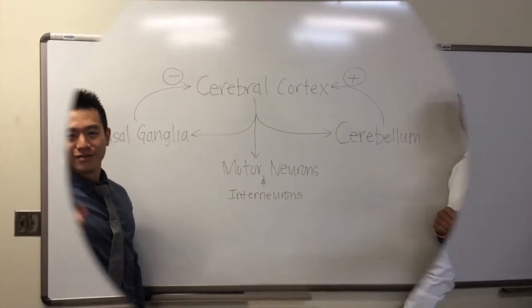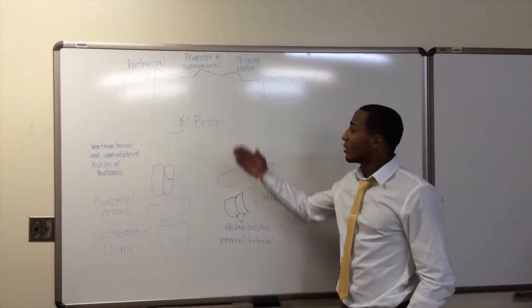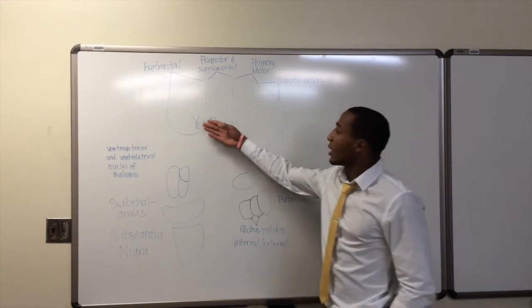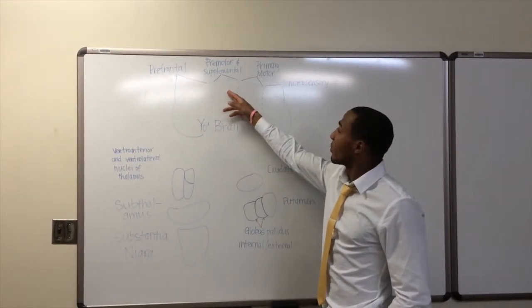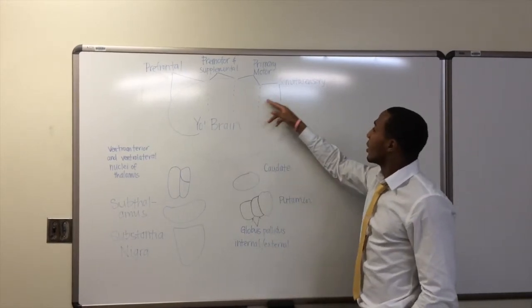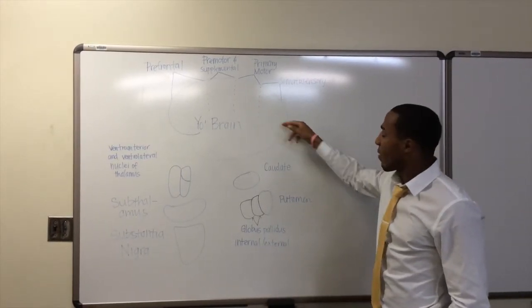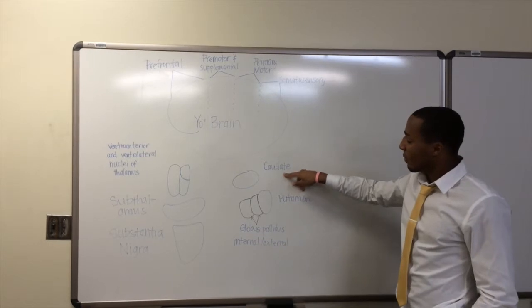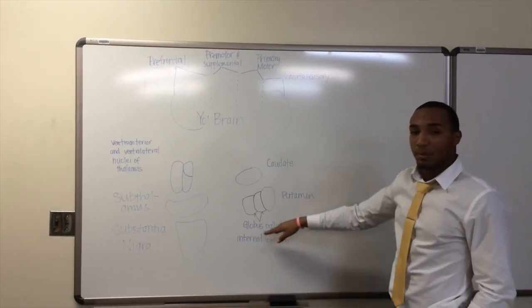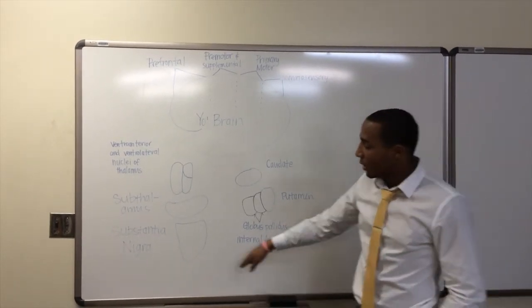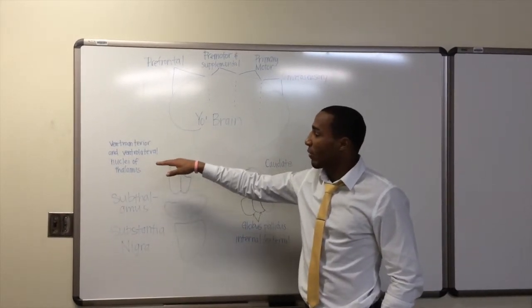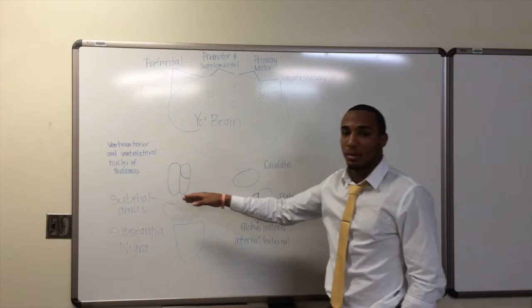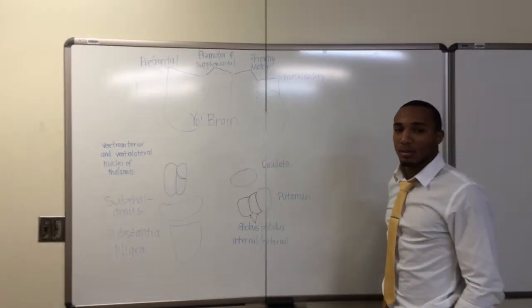Hello, ladies and gentlemen. This is your brain. It is divided into 4 divisions: the prefrontal, the premotor and supplemental, the primary motor, and the somatosensory area. This is the caudate, the putamen, the globus pallidus, internal and external, the substantia nigra, the subthalamus, and the ventroanterior and ventrolateral nuclei of thalamus. We'll get into more detail in a second.